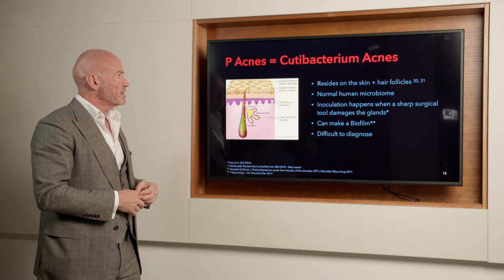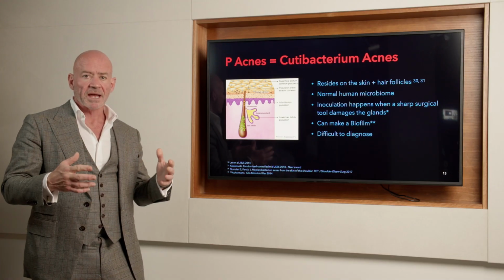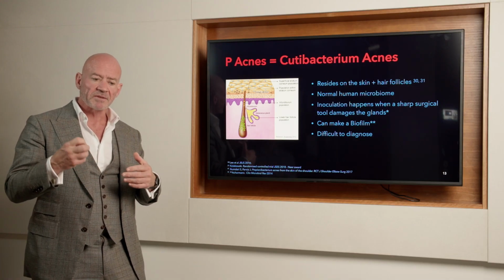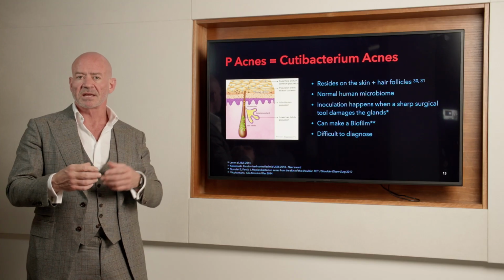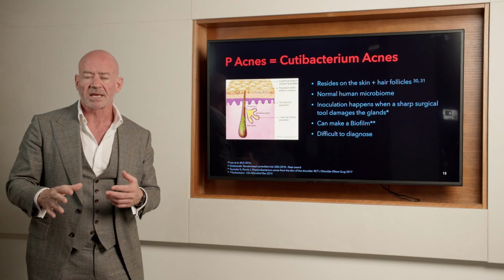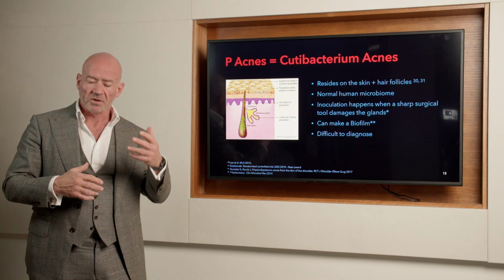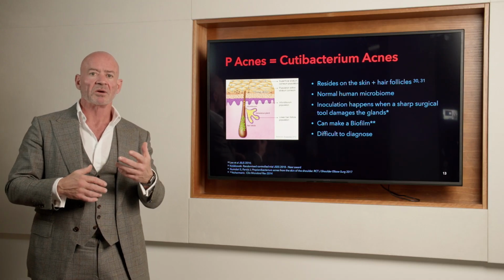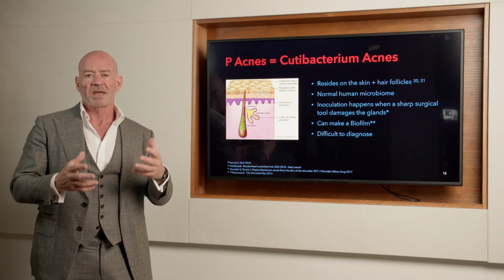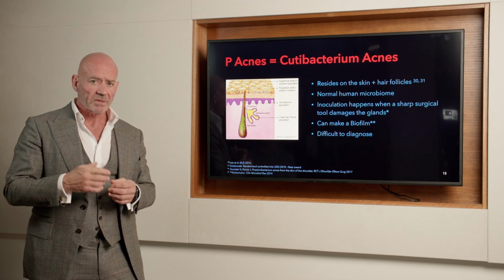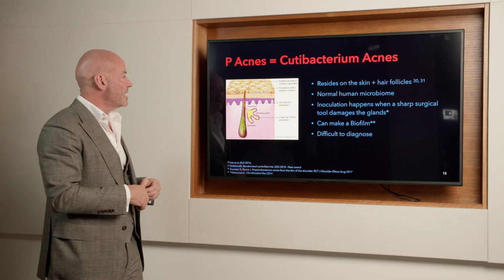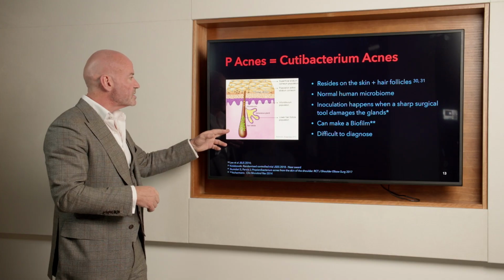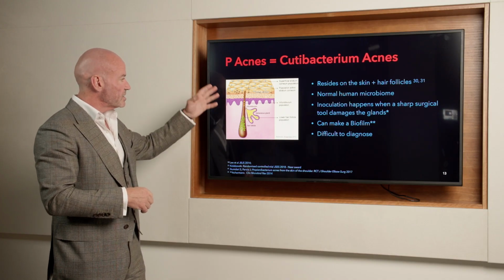P. acnes is something to talk about. Propionibacterium acnes is a bacteria that particularly affects shoulders. It doesn't particularly affect hips and knees. In fact, it's very rarely seen there, but it's very common. If you do get an infection, it's a common infecting organism in the shoulder. It's now called Cutibacterium acnes. It lives down in the hair follicles and it comes out onto the skin.